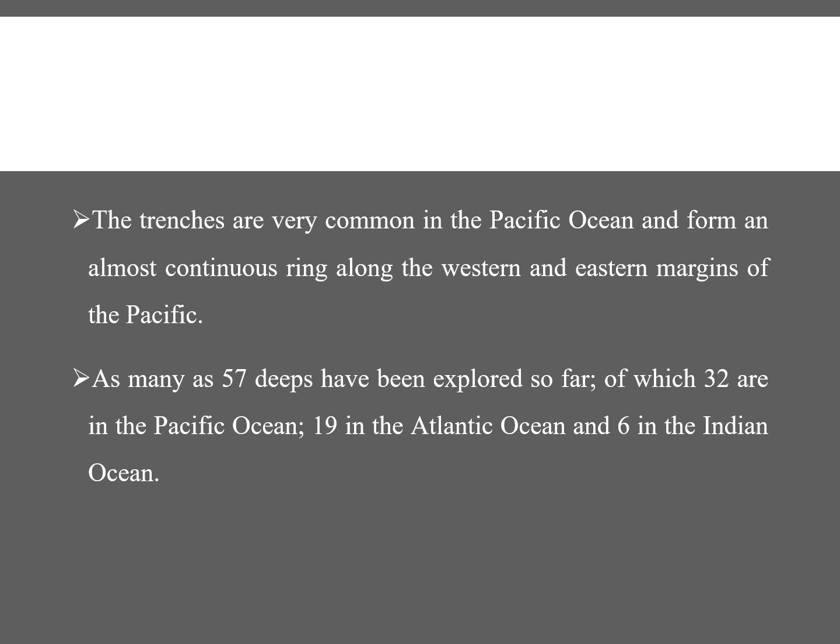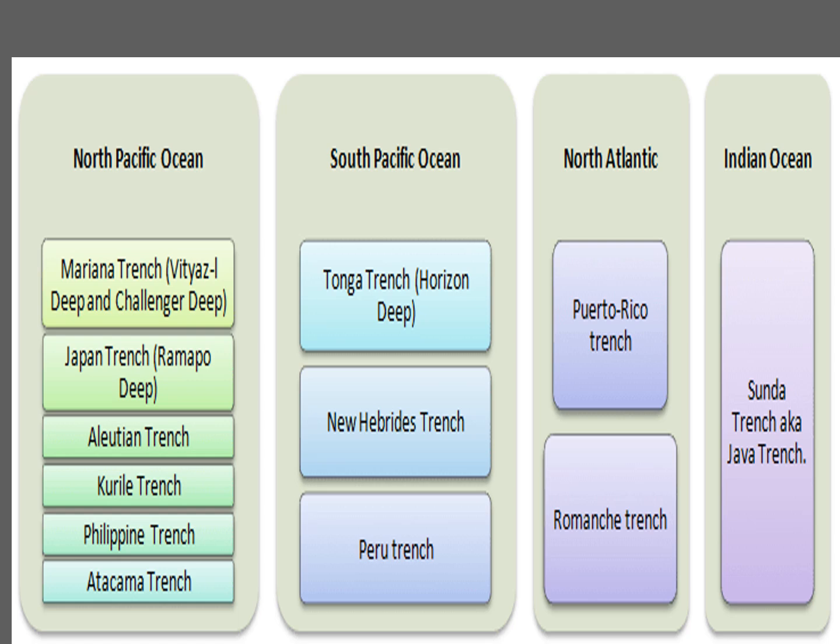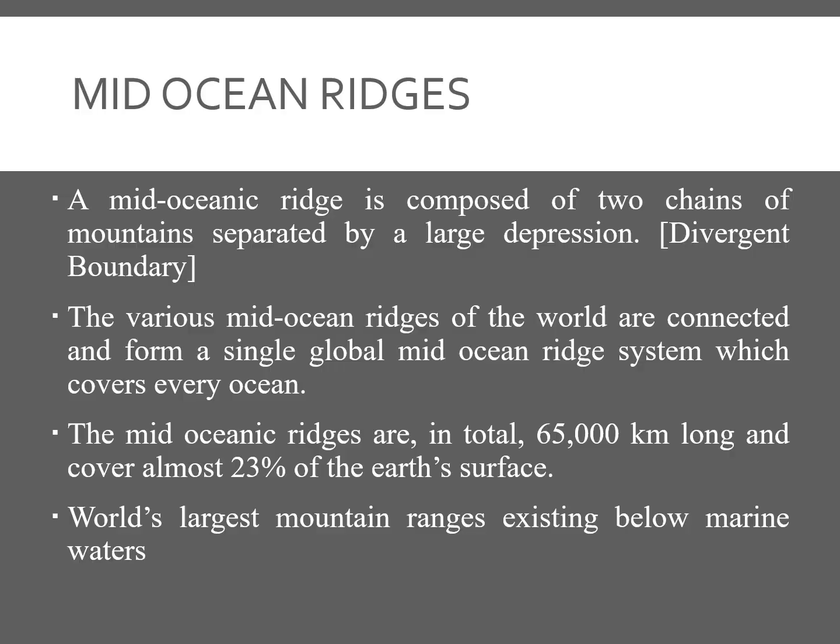As many as 57 deeps have been explored so far, of which 32 are in the Pacific Ocean, 19 in the Atlantic Ocean, and 6 in the Indian Ocean. These are the names of some of the trenches which are found in the Pacific, Atlantic, as well as the Indian Ocean.